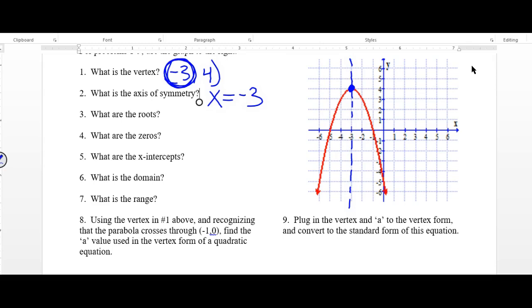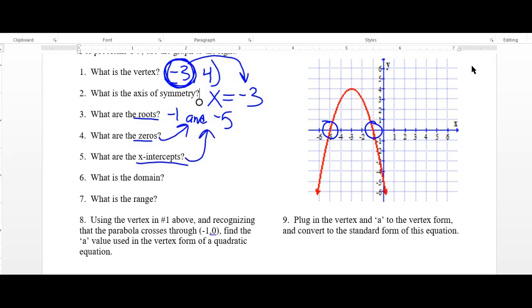Also, you can use the x value of your vertex. It's always going to match the axis of symmetry. The roots, the zeros, the x-intercepts, and solutions, which aren't on here, are all the same. They're all these x-intercepts where the line crosses the x-axis. In this parabola, we have -1 and -5. So, zeros, same thing. X-intercepts, same thing. -1 and -5.